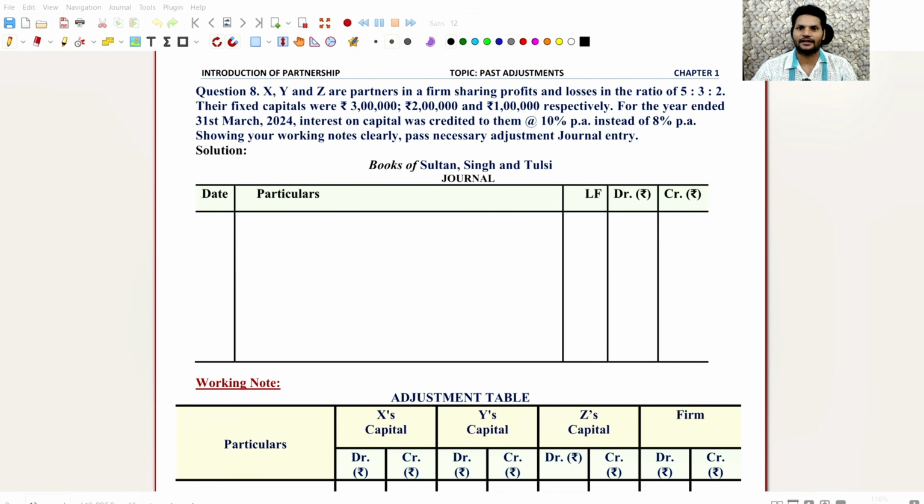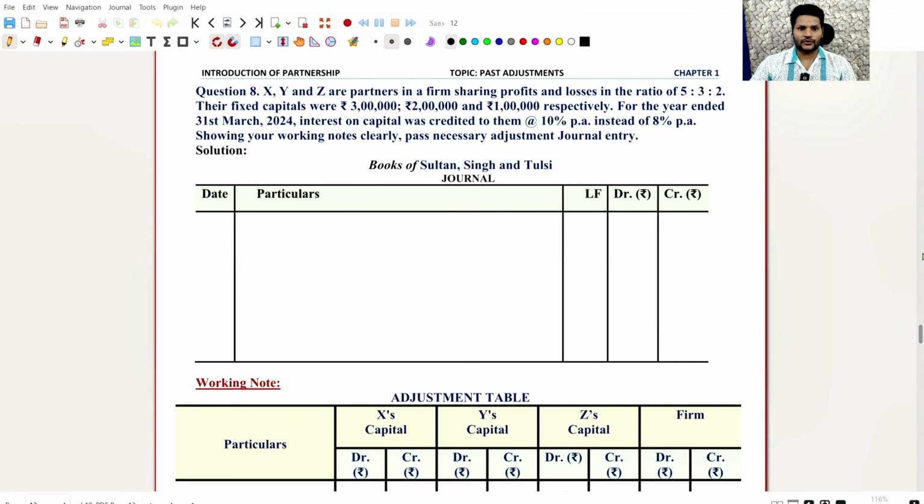Today we will study class 12th accountancy and cover the chapter Introduction of Partnership Firm. We will study the topic of past adjustment. Today we will do CBSE board questions, the important questions. So we will continue with question number 8. Let's do question number 8, right?